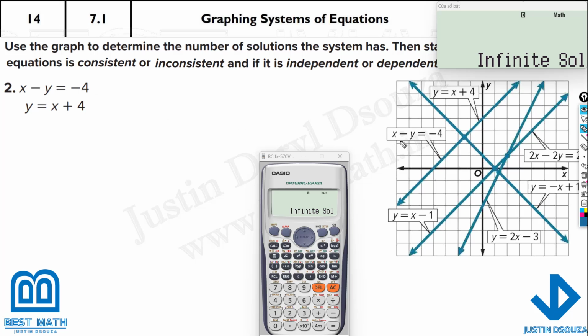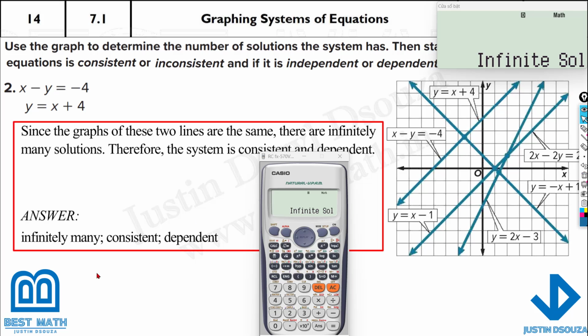Where is x over here? x minus 4 equals y, and this is y equals x plus 4. It's the same equation. That's why it's infinite solution. And therefore, it is consistent, but they are dependent on each other. So infinitely many solutions, consistent and dependent.